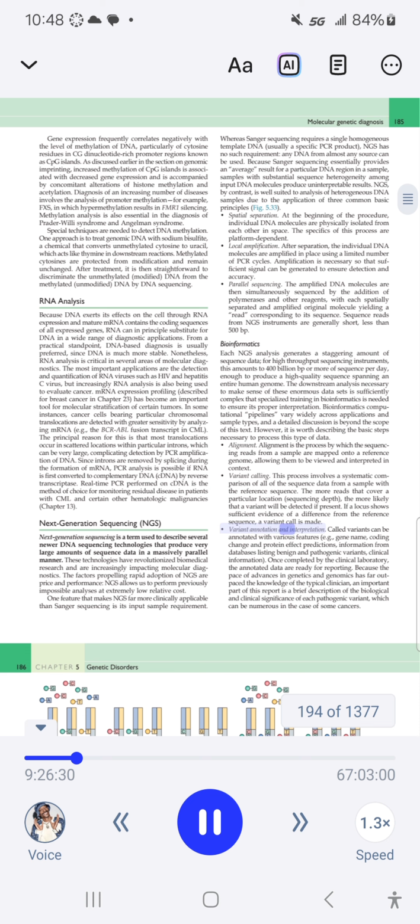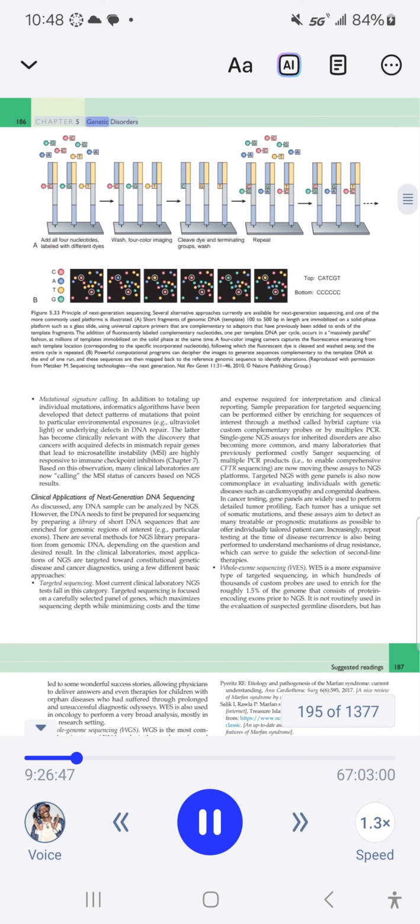Variant annotation and interpretation: called variants can be annotated with various features, e.g., gene name, coding change, and protein effect predictions, information from databases listing benign and pathogenic variants. Clinical information: once completed by the clinical laboratory, the annotated data are ready for reporting. Because the pace of advances in genetics and genomics has far outpaced the knowledge of the typical clinician, an important part of this report is a brief description of the biological and clinical significance of each pathogenic variant, which can be numerous in the case of some cancers.